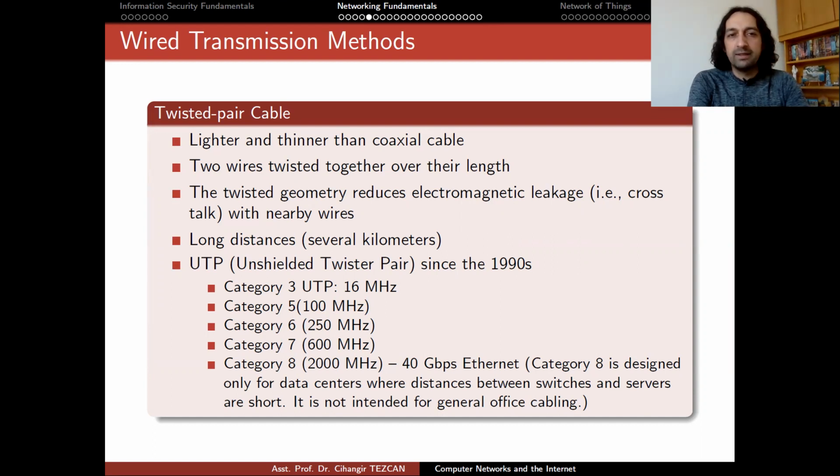These are lighter and thinner than coaxial cable. Two wires are twisted together over their length. The twisted geometry reduces electromagnetic leakage, in other words crosstalk, with nearby wires. So this allows long distances. We can even have several kilometers.